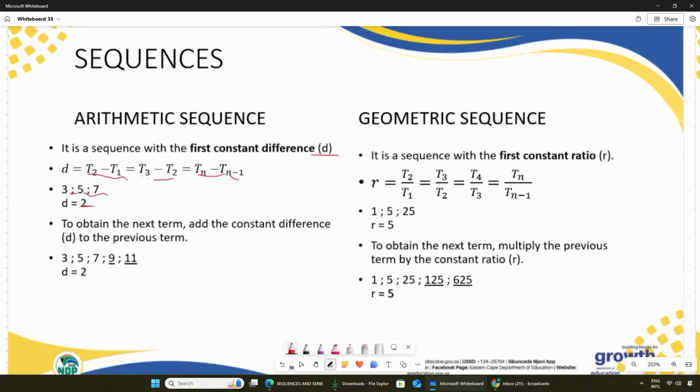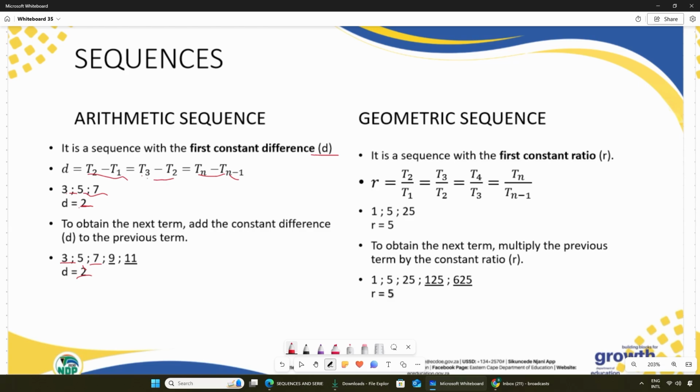Okay, in an arithmetic sequence, to obtain the next term, you add the constant difference to the previous term. Let's go back to the example that we had: 3, 5, and 7. Now, to get the next term, it's going to be 7 plus 2, because 2 is our constant difference. That will give us 9. And it will be 9 plus 2. That will give us 11. So that's how we get the next term.